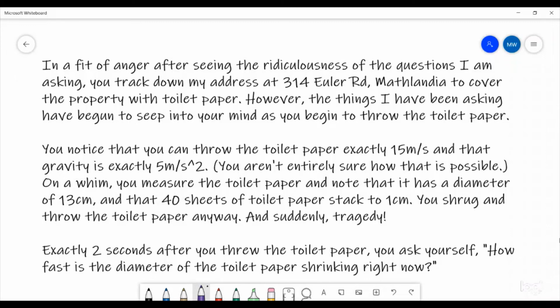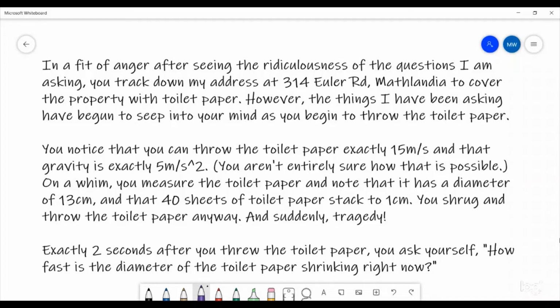And then suddenly, tragedy strikes. Exactly 2 seconds after you threw the toilet paper, you ask yourself, how fast is the diameter of the toilet paper shrinking right now? And then you pale. Oh no. I have become the math problem. So, unable to move, you decide, I need to solve this, and then I need to get out. I need to get out of Mathlandia before I become the person who's buying 1 million watermelons and trying to figure out how to stuff them in a car. We need to solve this problem and get out as fast as we can.